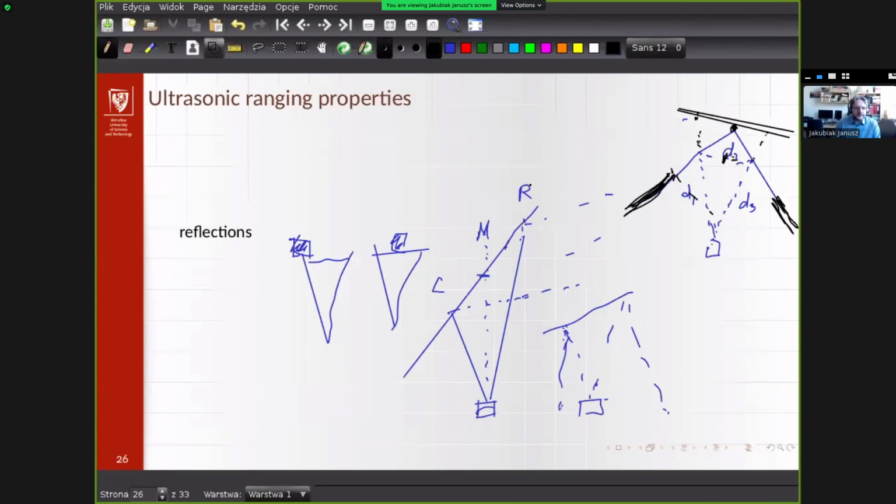Okay, so those are the sonars. The main advantage of the sonars is, of course, their price, that they are quite cheap, and that's why you can use them even on the simplest robots.